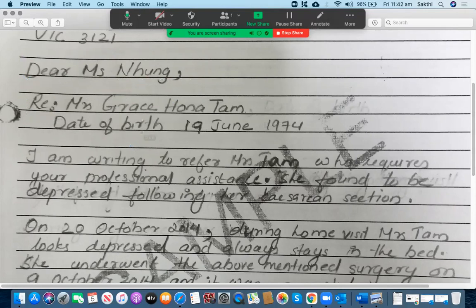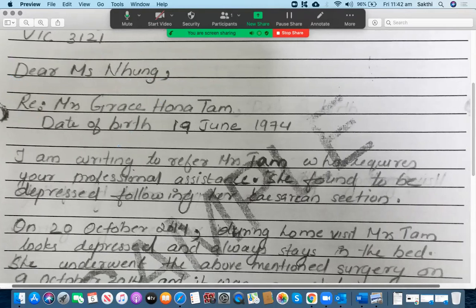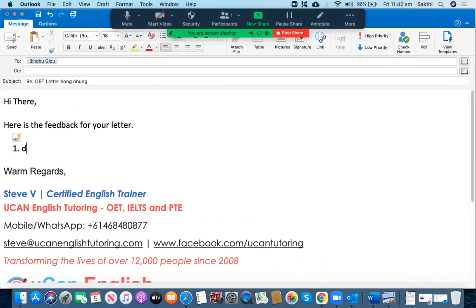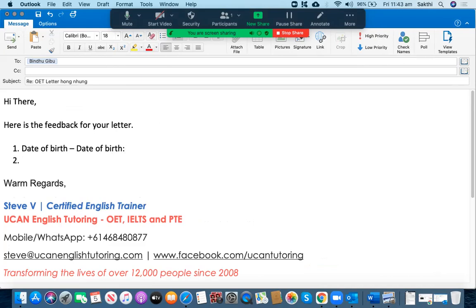And then she has also written the date of birth. There should be a colon here. She didn't write down the colon in between. And she can write down the date of birth maybe in the same line, but if it doesn't have enough space, then she can write it down in the next line. So that's okay, but she should have written a colon here. So after date of birth, you should have placed a colon.